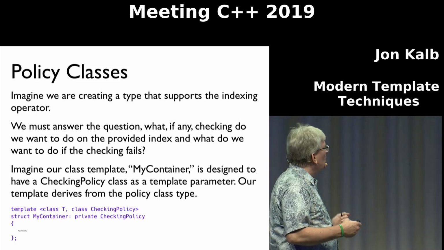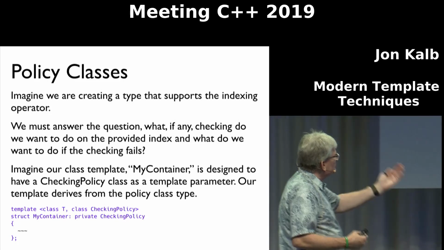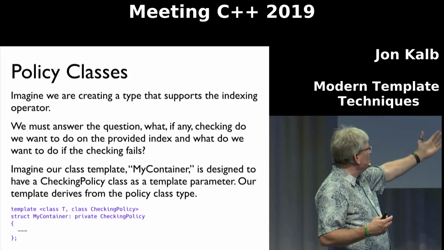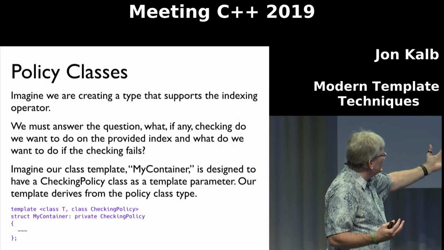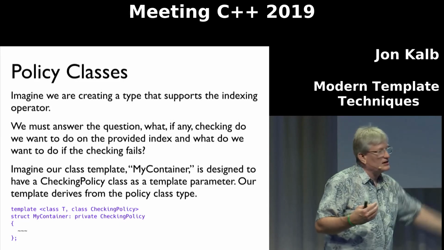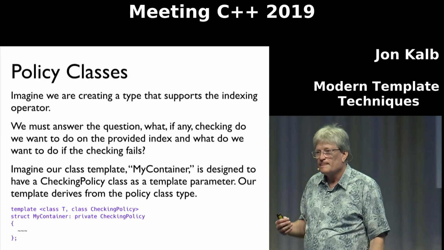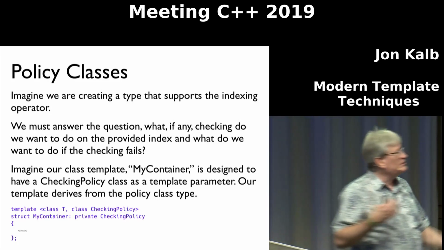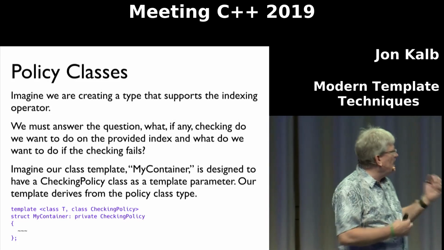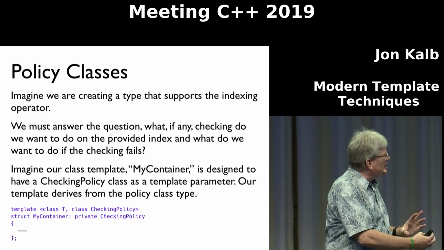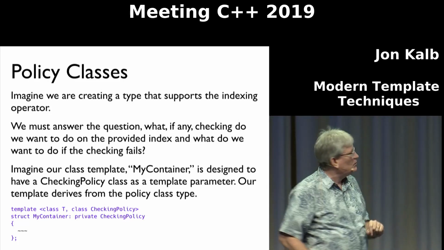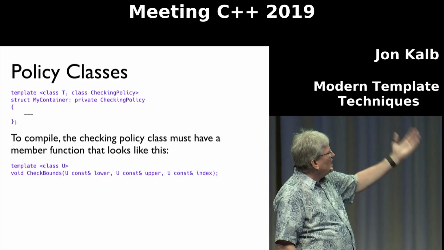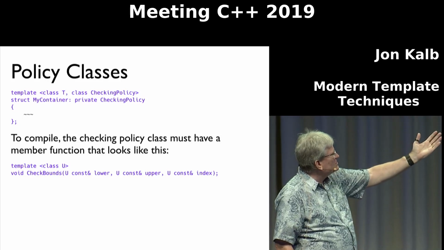Right? So what I've decided is that my container is going to be templated not just on T, which is the type of items being contained, but also on this thing called a checking policy. And the checking policy is the policy class. So when you instantiate my container, you say, I want my container of string with this checking policy. Well, what's the checking policy? Well, a checking policy is any type that happens to have a member that looks like this.